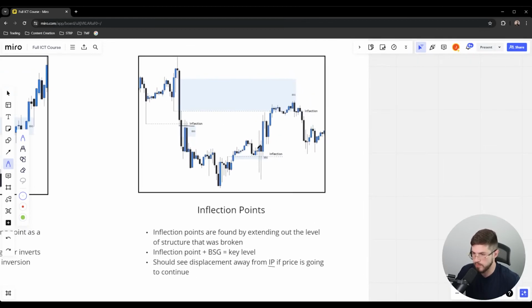Now, inflection points are another confluence you can use by extending out the structure that was taken and seeing how the market reacts at that level. This is something that you want to use. Think of it like sauce on your meal. It's not the main course. It's just something that you're going to sprinkle on or add for extra confluences, okay? I don't want you guys to get too crazy with inflection points and just draw them out and only use this, but they're just an extra confluence to use if they are coinciding with other levels. So all this is extending out the structure that was broken with the break and structure gap.